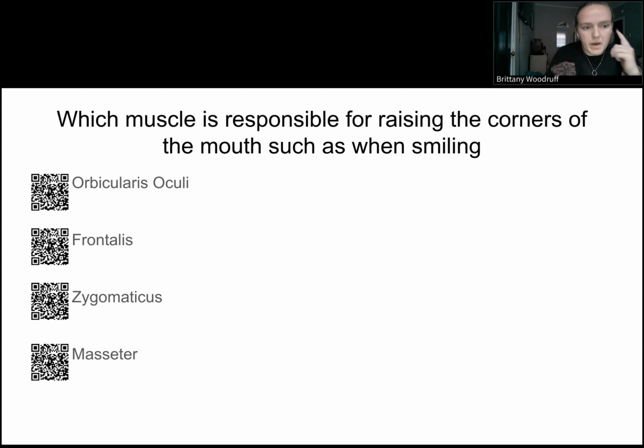Yeah, so your zygomaticus muscle. Your orbicularis oculi, again, going to be responsible for closing those eyes. Frontalis muscle, it's going to be found on your forehead. It's going to be responsible for raising and lowering your eyebrows. Masseter muscle, we talked about earlier. It's going to be involved in chewing.